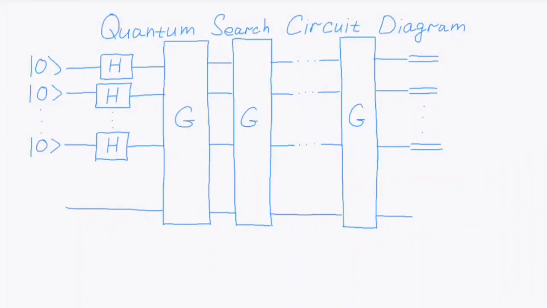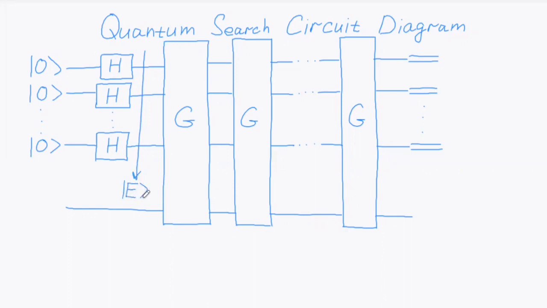This is a circuit diagram for the quantum search. In the previous video, we said that if we start our search register in a state where every qubit is in the zero state and then apply the Hadamard gate to every qubit of the search register, then we place our search register into a state of equal superposition that we denoted by the letter E.